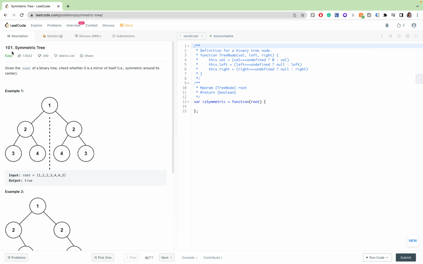Hello everyone, let's do today's daily LeetCode question. Oh, this is easy. Great. Given the root of a binary tree, check whether it is a mirror of itself, that is, symmetric around its center.